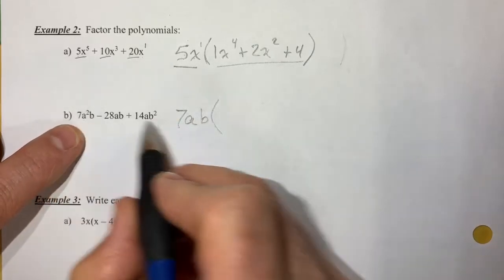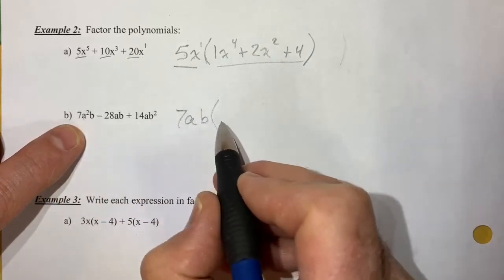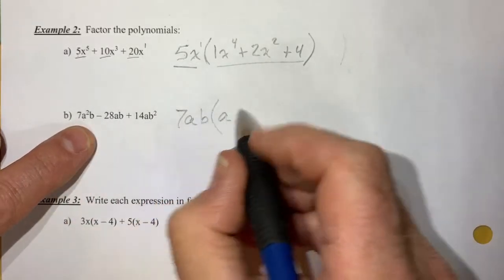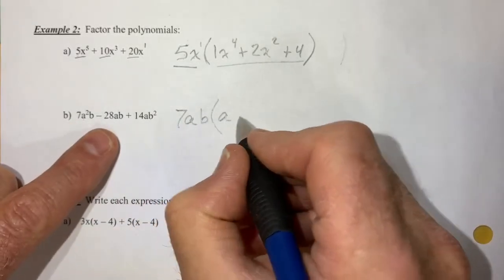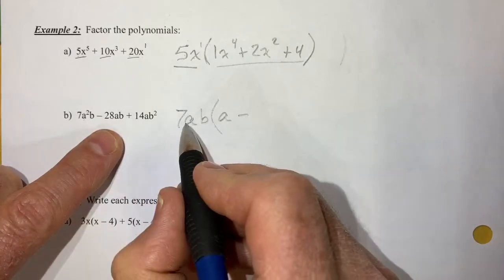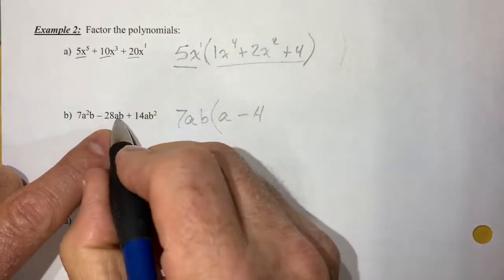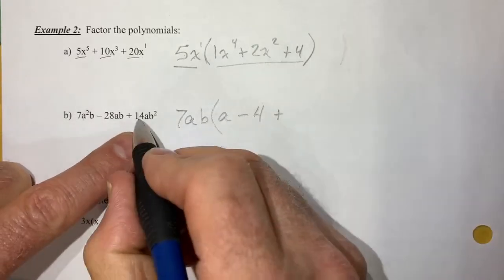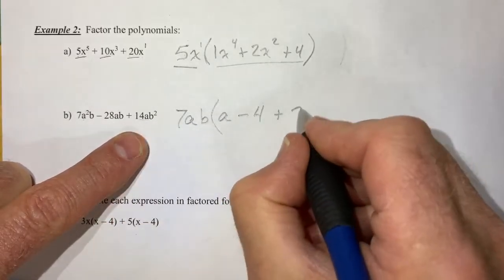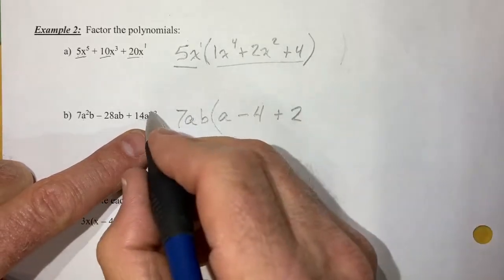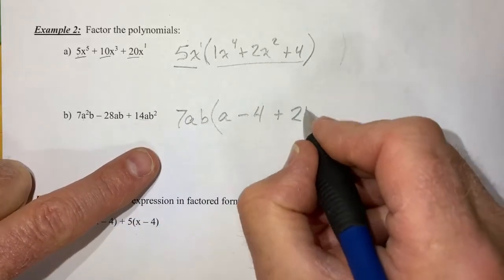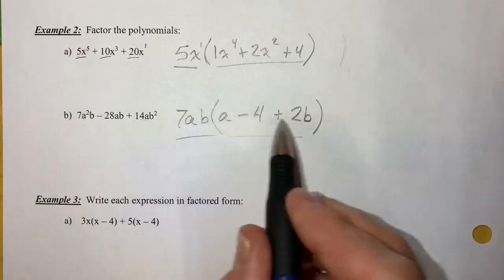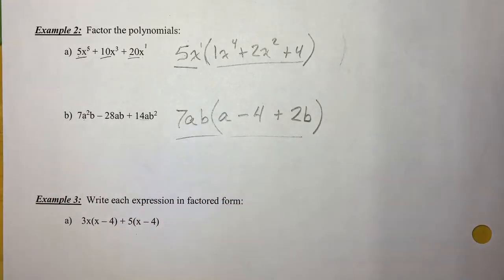So 7a squared b, when I divide out 7, 7 divided by 7 is 1. A squared divided by a is just 1a. B divided by b is just a. Done. Minus 28 divided by 7. So that's 4. A factored out. B factored out. Just 4. Plus 14 divided by 7 is 2. A is factored out. B squared. When I factor out one of the b's, I'm left with 1b left over. So there's the polynomial, and there's the greatest common factor. I've divided it out front.